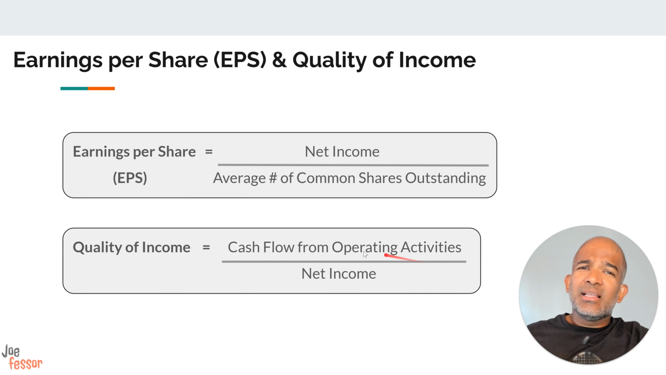Next, the quality of income ratio. Analysts are deeply concerned about the quality of earnings because different accounting procedures can be used to report higher income. This ratio acts as a check. The formula is cash flows from operating activities divided by net income. A ratio higher than 1 indicates high quality earnings, meaning every dollar of reported income is backed by cash. A ratio below 1 suggests lower quality or potentially less reliable earnings.